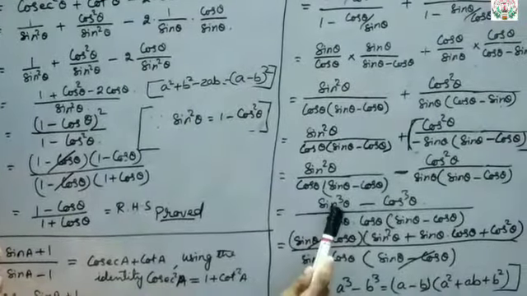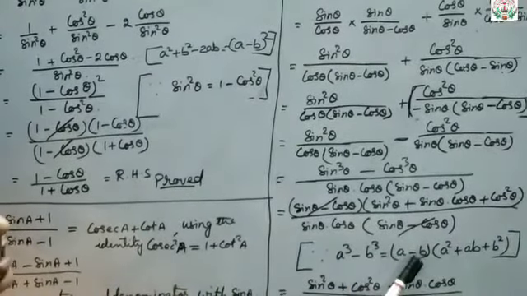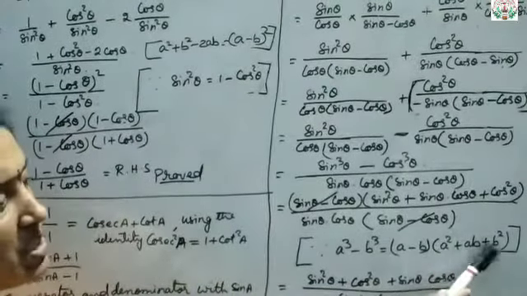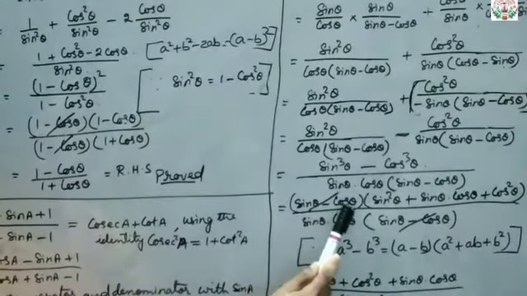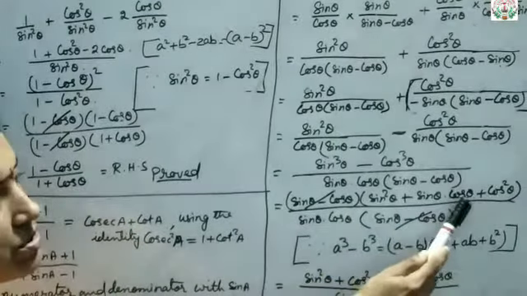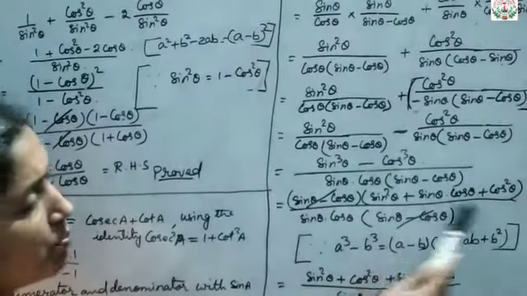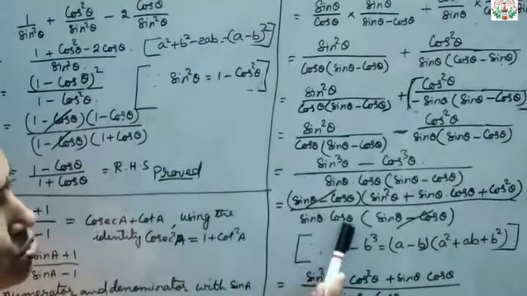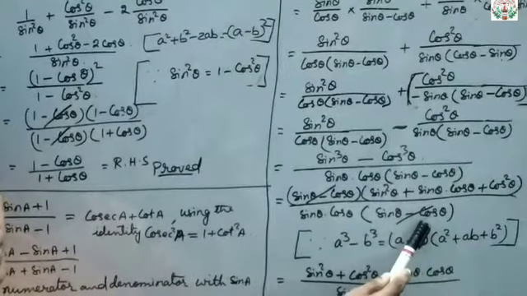Okay. So now we know the formula of a cube minus b cube. What is it? A minus b into a square plus ab plus b square. So that we will put here. So that is sin theta minus cos theta into sin square theta plus sin theta into cos theta plus cos square theta whole upon sin theta into cos theta into sin theta minus cos theta. Denominator will be same as it is.